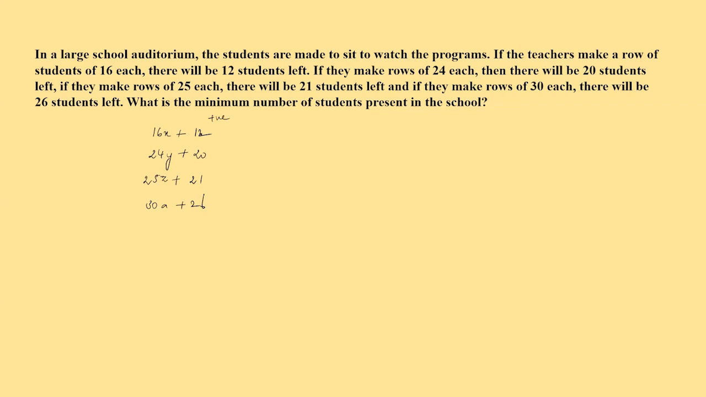All the positive remainders are different. So target the negative remainders. So 12 minus 16 is going to be minus 4. Again minus 4, again a minus 4, minus 4. So the number would be in the format n into LCM of these numbers, 16, 24, 25 and 30. Okay, and after that minus 4.